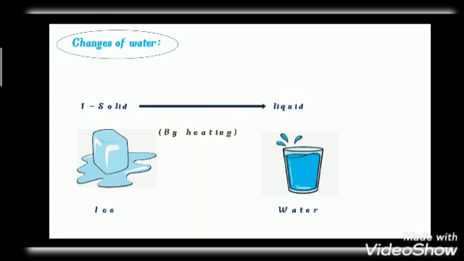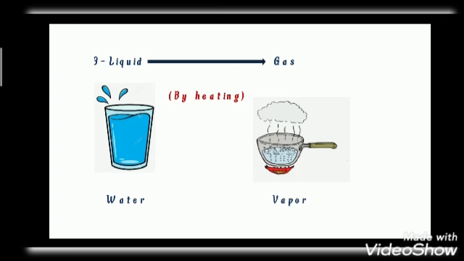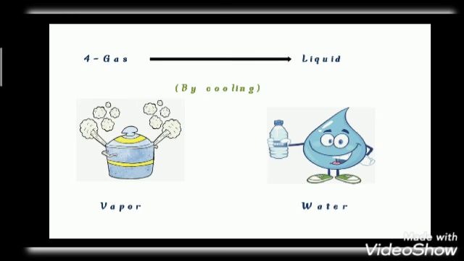Heating. From ice, it's a solid. And water, it's a liquid. When we make a change from ice to water, we make heating or cooling? Heating. But when we make a change from water into ice, we make heating or cooling? Cooling. But when we make a change from water to vapor, we make heating or cooling? Heating. And the last one, when we make a change from gas to liquid, from vapor to water, we make cooling or heating? Cooling.